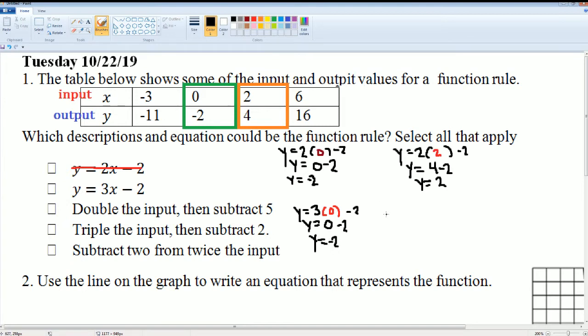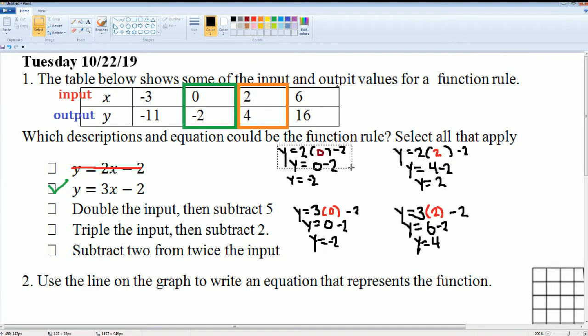We could test the orange now. Y is equal to 3, but this time the parentheses is 2. That is your input, and it is minus 2. Y is equal to 3 times 2 is 6, minus 2. Y is equal to 6 minus 2, which is 4. Does that work? Your input here is 2, your output here is 4. That works, so this one is a valid answer. There you go. Next: double the input, then subtract 5.